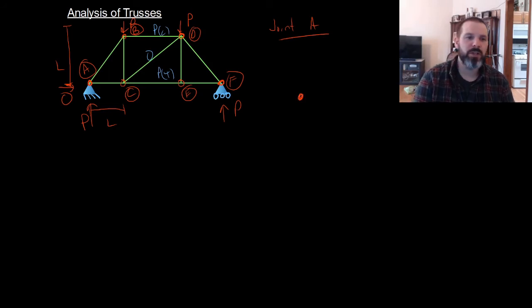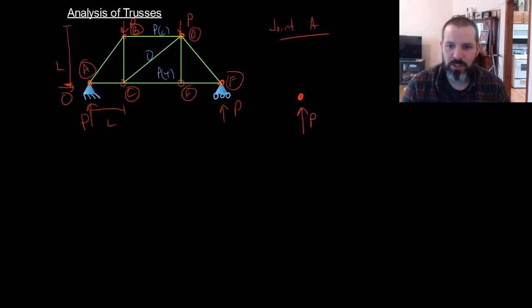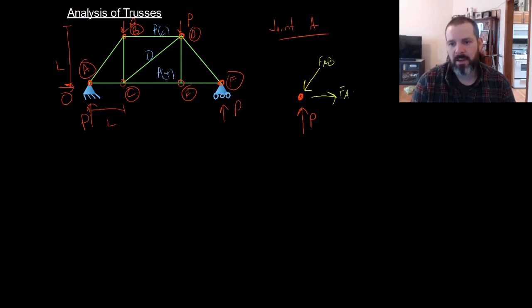And when we look at a joint, we have the forces going into that joint. So we have P up, and then the members themselves become unknown forces. So AB will have unknown force, FAB, and we'll have unknown force, FAC. Actually, let me turn that around because I want to make FAC going into the member.